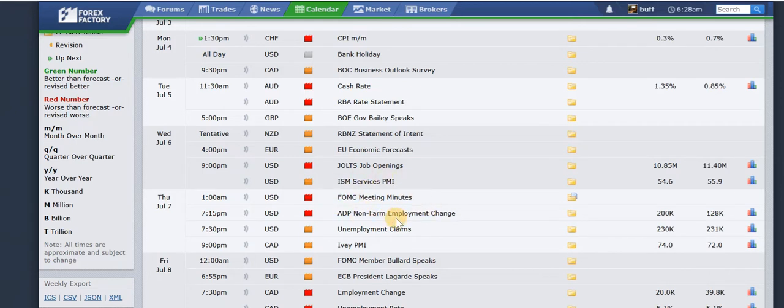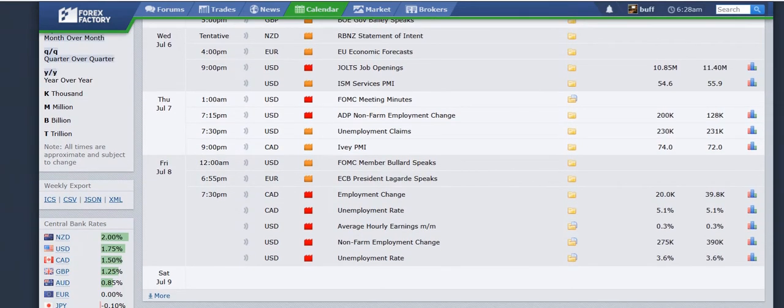Probably not much happens there, because generally, this is the first Friday in the month, which means employment numbers out of both Canada, which we can see here, employment change or unemployment rate, depends which way you want to look at it, and the US, average hourly earnings, non-farm employment change, unemployment rate. So they're big ones for both the Canadian dollar and the US dollar. These can be market movers, so be careful on that.